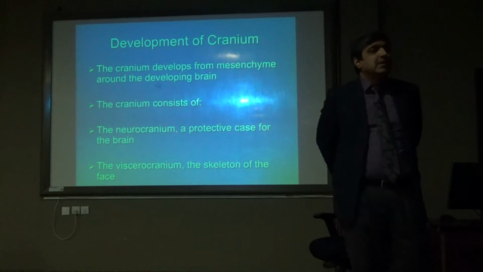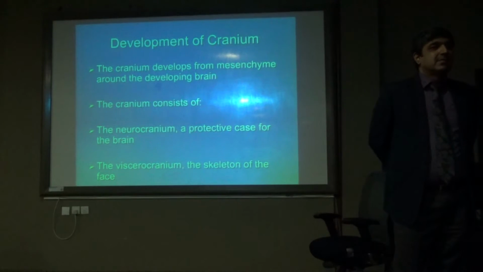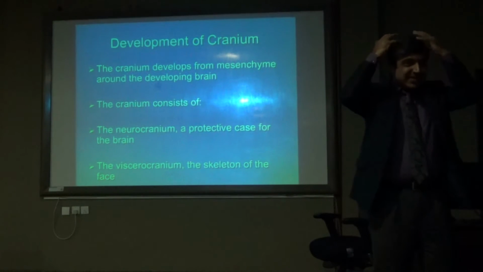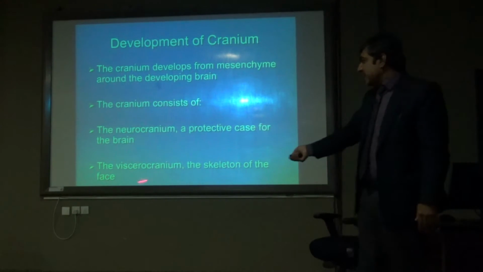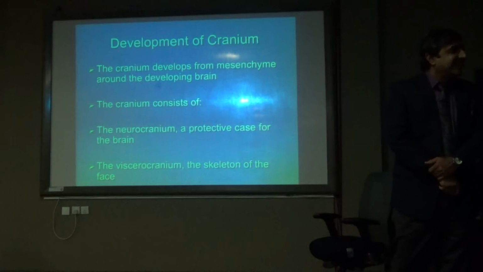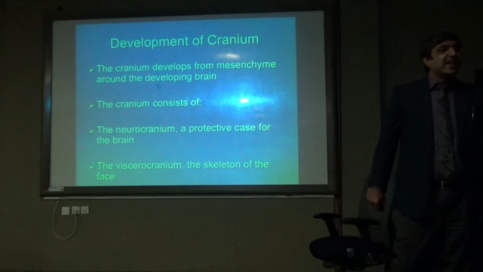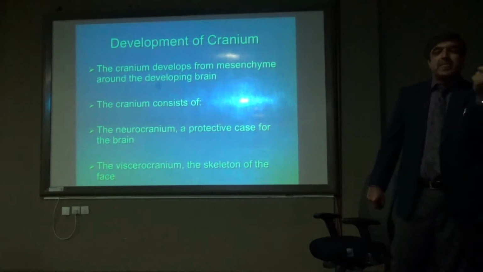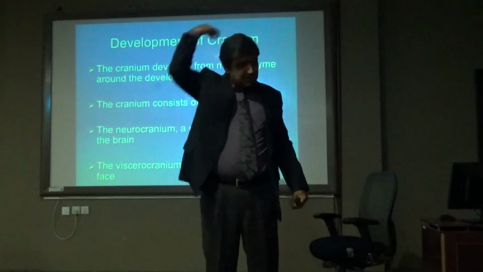What comes to your mind? Neurocranium. Brain. So the area which covers the brain is the neurocranium. Viscerocranium. What is that? Clear? The cranium developed into two portions. This all is cranium. This is all skull, isn't it?